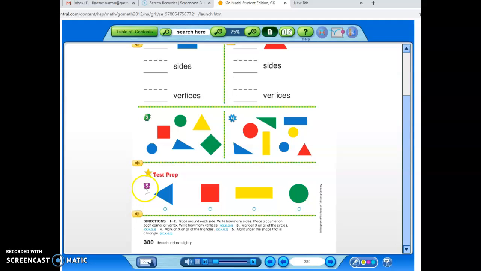And then down here by the purple butterfly, number 5, I want you to color in the bubble, the circle, under the shape that is a triangle. Which of the shapes in this row is a triangle? You're going to color the little circle in underneath it with your pencil.